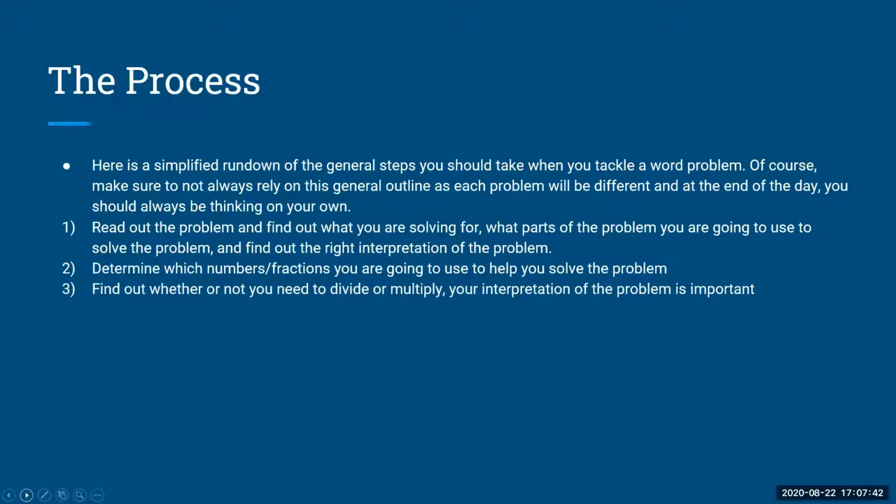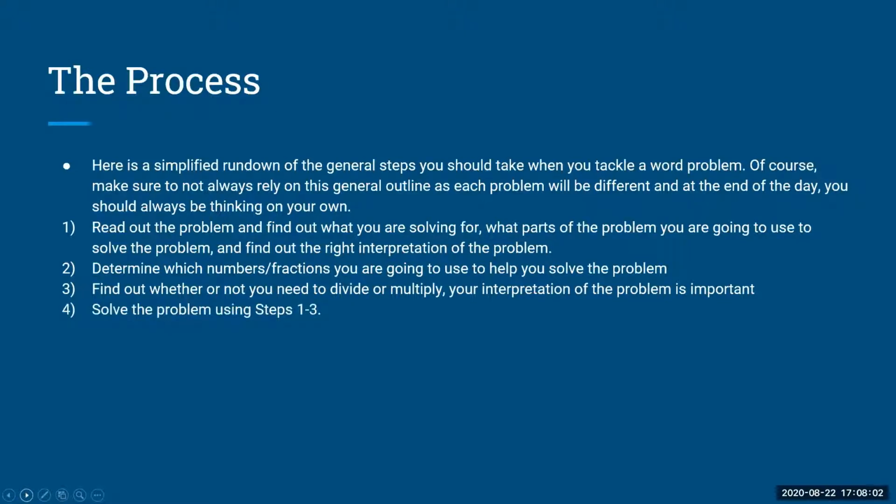Step 3, find out whether or not you need to divide or multiply. Based on what you read from the problem and what you interpret, it's important because if you do the wrong operation, you're obviously not going to get the right answer. And it might not even make sense. So that's also important. Make sure your answer makes sense.